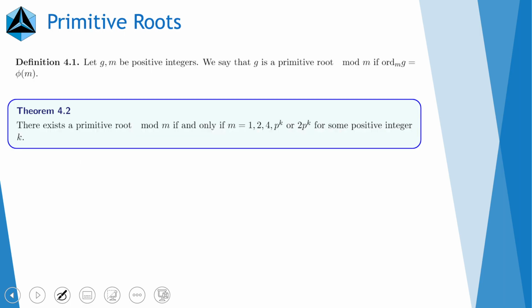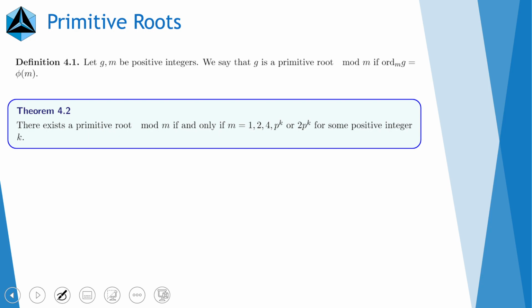So now we're going to roughly go over primitive roots. We're not going to go into them very in depth, but let's define them for now. Let g and m be positive integers. We say that g is a primitive root mod m if the order of g mod m is congruent to phi of m.